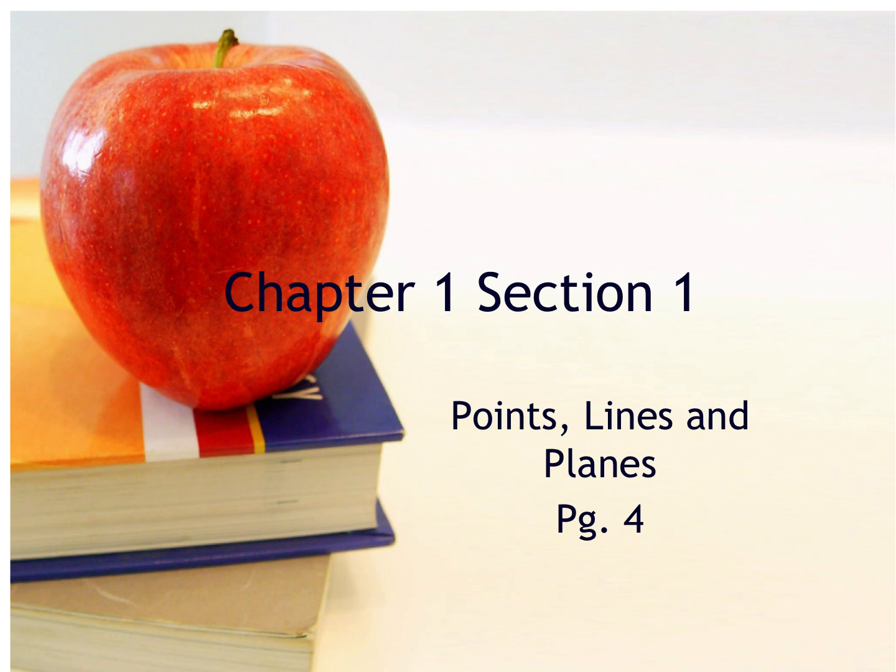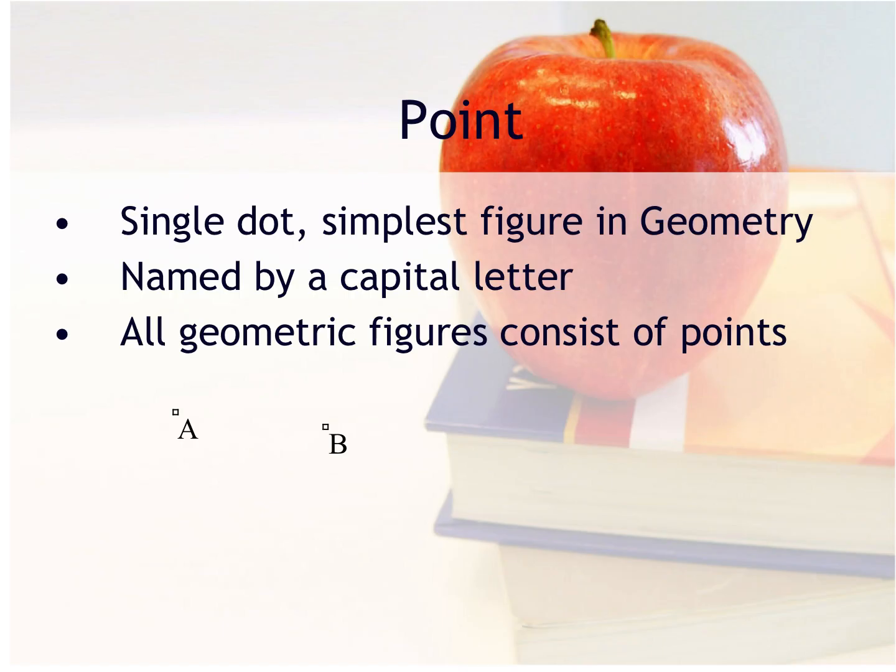We're going to go over chapter 1, section 1, and we're going to start with point. So a point is a simple dot, a single dot, the simplest figure in geometry. When you're naming a point, it's named by a capital letter.